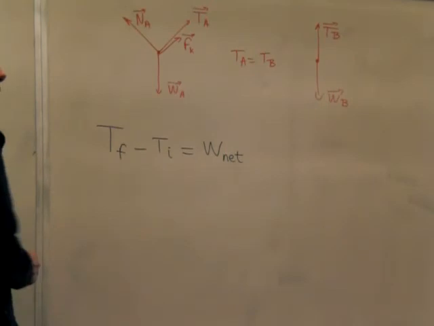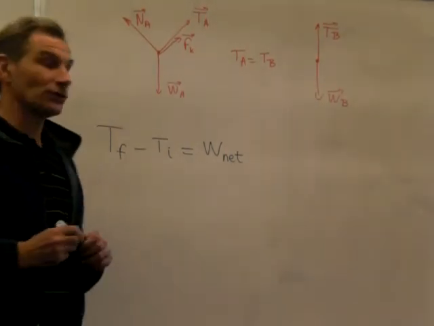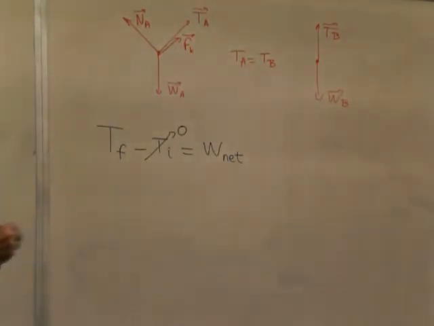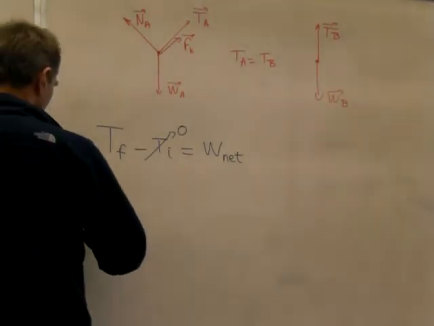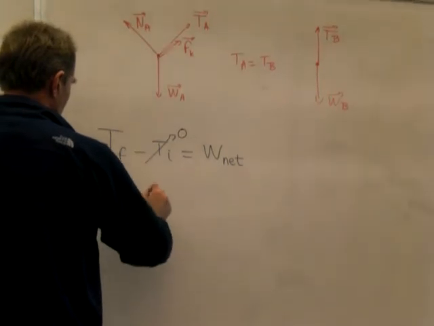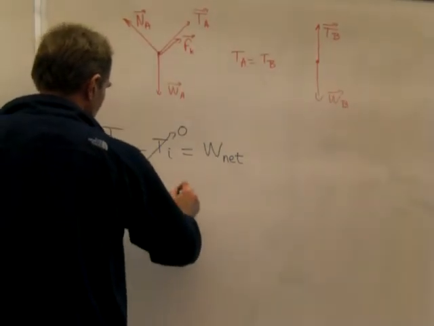What is the initial kinetic energy? 0, because we start from rest. What is the final kinetic energy? 1/2 (mA plus mB) v squared, or 1/2 mA vA squared plus 1/2 mB vB squared.